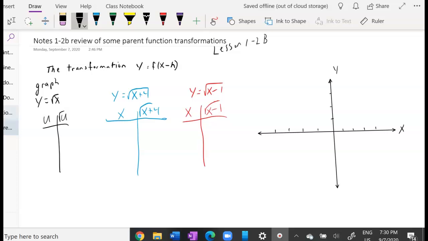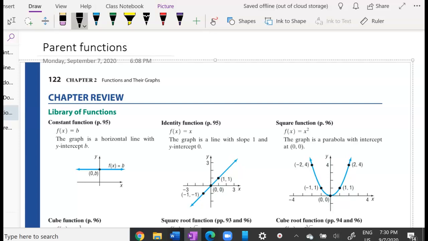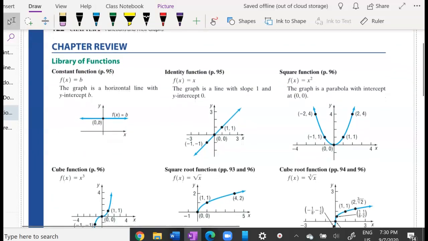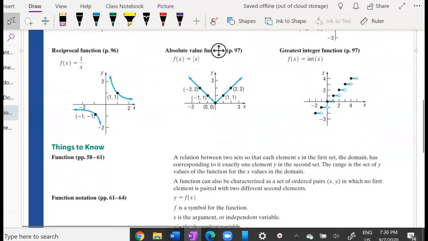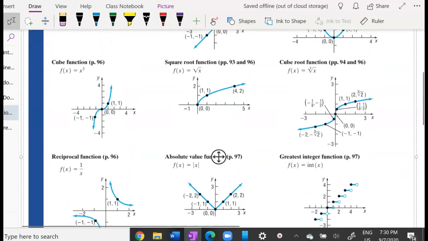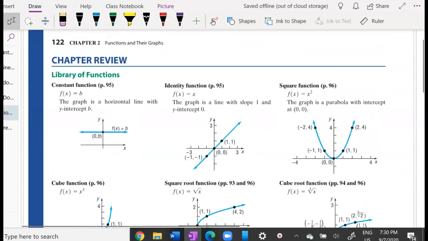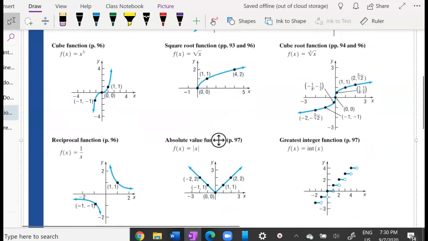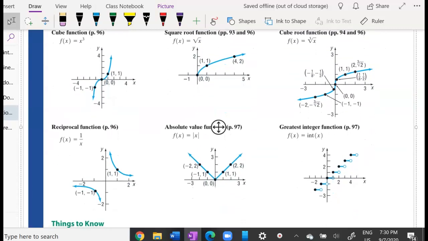Before I start with the transformations, I just want to remind you to review page 122 in your textbook or any resource that you may have that goes over the parent functions that we're going to be covering in this class right now. We're adding on to these later, but for now it's expected that you refresh your memory, come back to these and know how to apply transformations of them, all except for the greatest integer function. The greatest integer function we will talk about separately, so don't worry too much about that one.